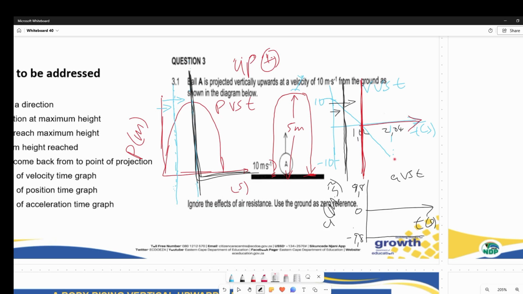Then as for acceleration, the acceleration will also look like that.